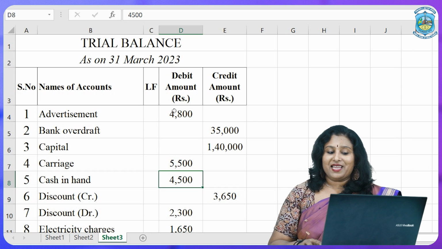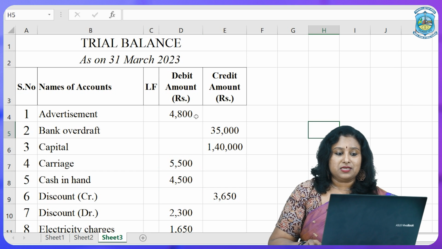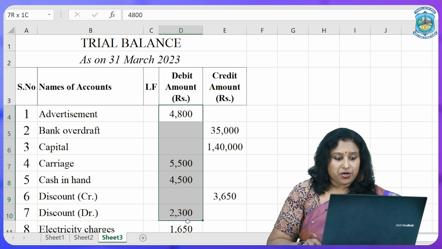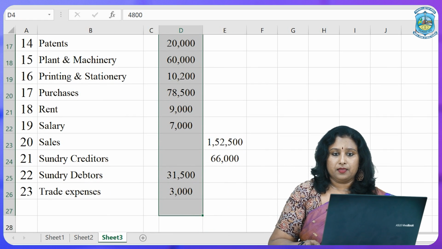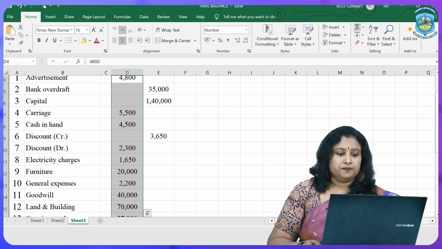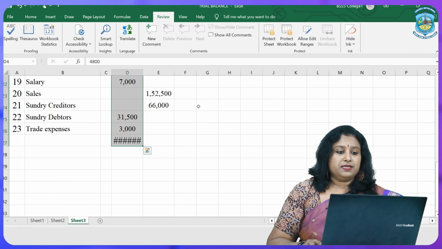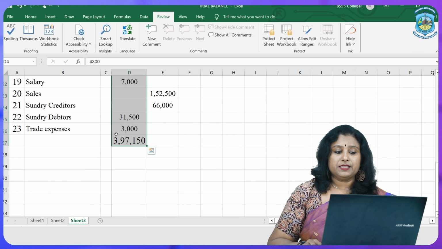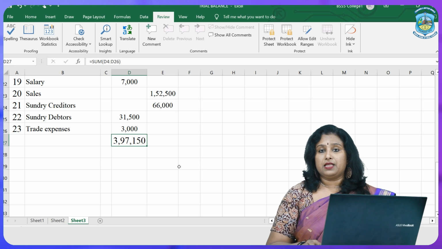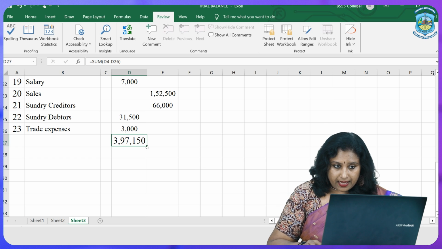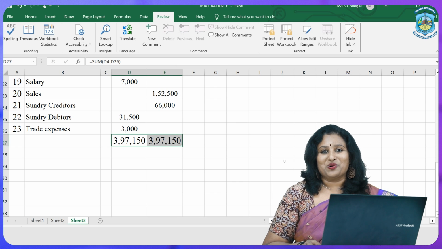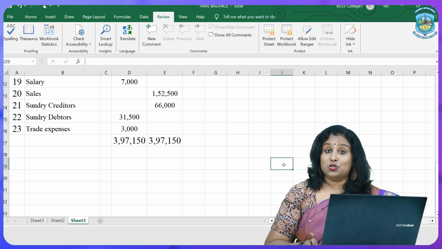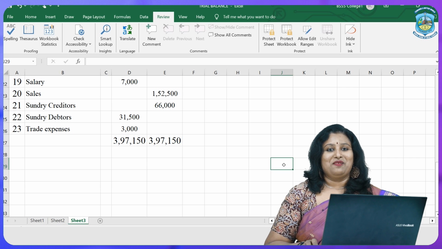Fine. So let's check how the totals are derived and how the trial balance will match. So I am just putting a formula of summation at the end of this trial balance, that is here. So as we can see, the debit total is 3,97,150, and as soon as I copy the same formula to the credit side, let's check. Yes, we have the same total at both the sides. So bingo, we have prepared the correct trial balance.